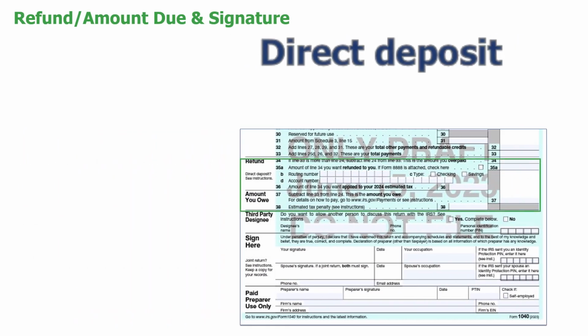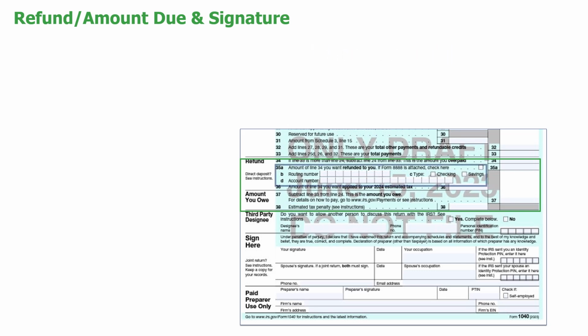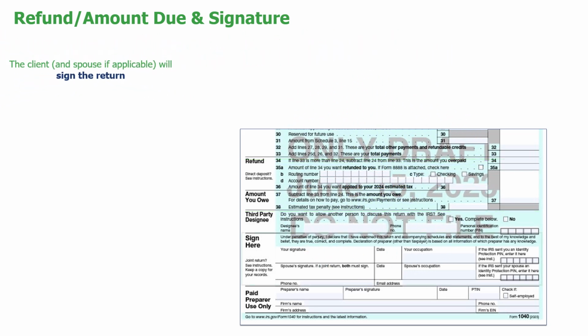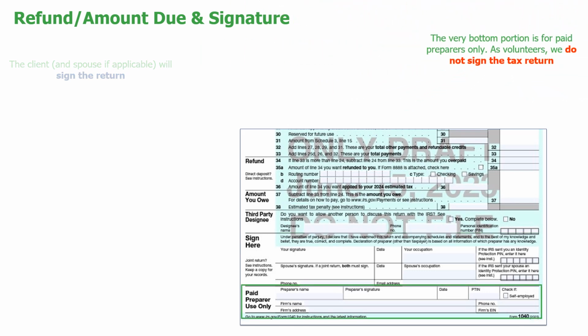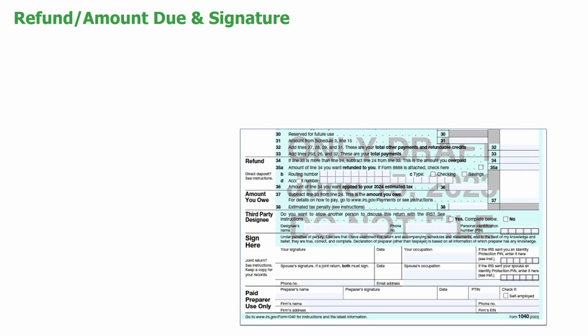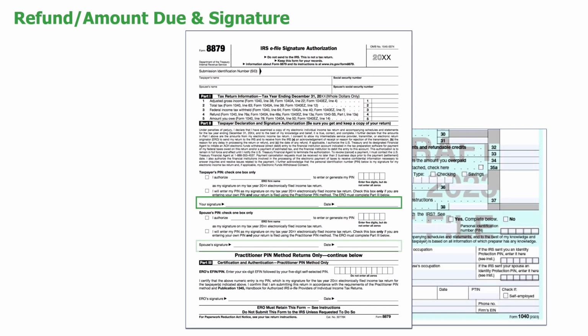If the taxpayer is due a refund, they can opt for an electronic deposit into their checking or savings account. To complete the tax return, only the tax client and their spouse, if married filing joint, sign the return if paper filing, or Form 8879 if electronic filing. Volunteer preparers do not sign tax returns. Well, that's a wrap on credits, other taxes, and payments, and for our overall tax modules.